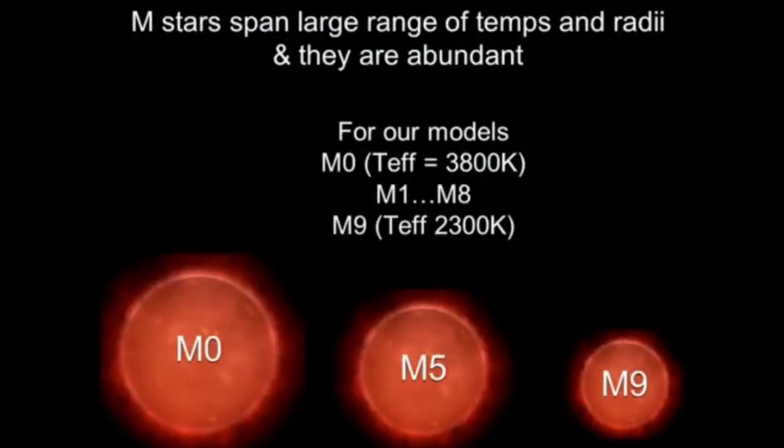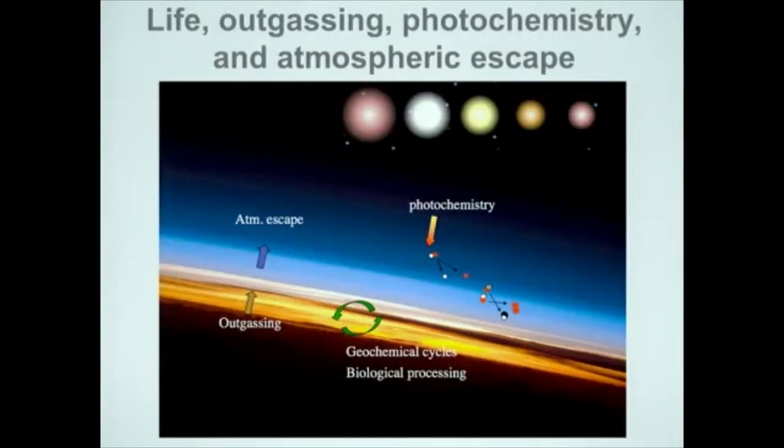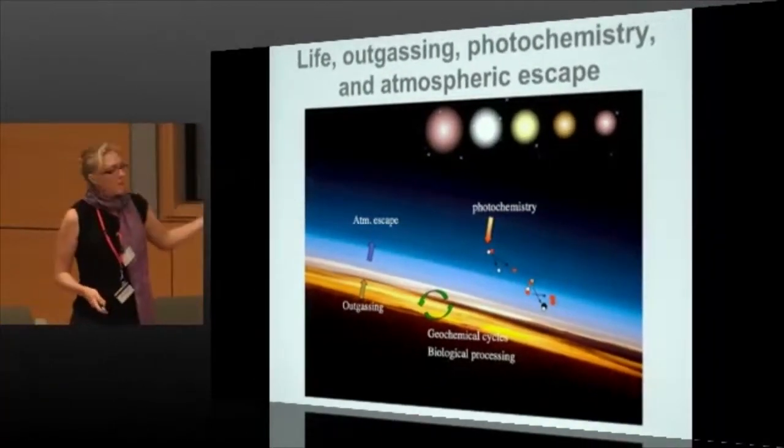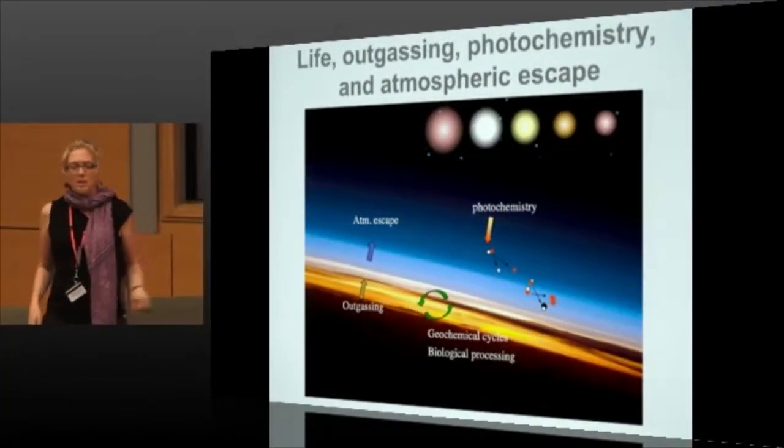M stars also have a huge range in temperatures, radii and masses, so they're a big spectral class. In this talk today, I'm going to talk about how that spectral class affects the atmosphere. When we're looking at atmospheres, you have a couple of main things going on. You have the photochemistry, which is what I'm going to be focusing on: how does the starlight affect the atmosphere? You have the outgassing of life and volcanoes that puts things into the atmosphere. And then you have atmospheric escape, and biological and geological processing.